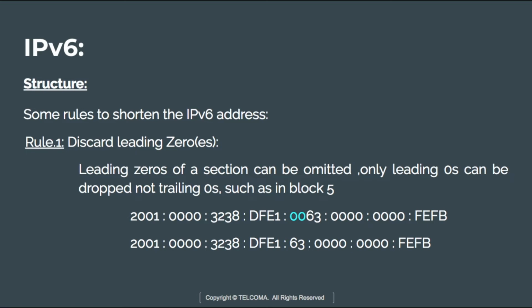Like in block 5, we have represented 0063, and in the next we can drop the zeros that are the leading zeros, but we can't drop the zeros that come in between or that come after, the trailing zeros. So the first rule is to discard the leading zeros to make the IPv6 address short.